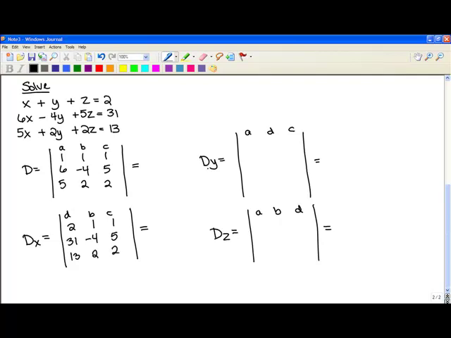Then we'll set up the determinant D sub y. A being the coefficients of x. D are the numbers on the right side of the equation. And then C are the coefficients of z.